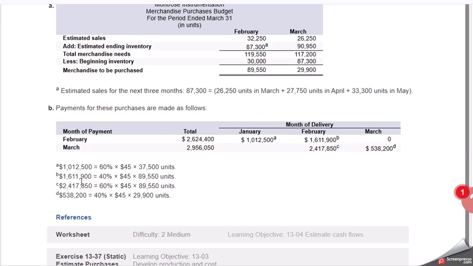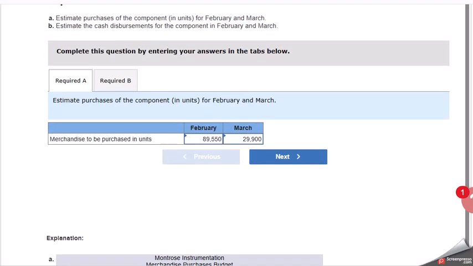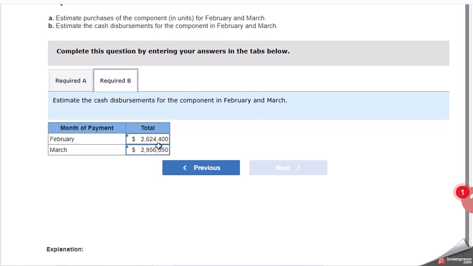Then that would complete January's. Then February's would be 40% paid in February. So 40% times the 45 times the 89,550 that we calculated there. Then the remainder of February, that remaining 60% is going to go into March. And then March will have 40% of the March purchases paid in March. So we're going to stagger those out by month and then total them up and then put the totals into there. So February would be 60% of January's, 40% of February's. March would be 60% of February's and 40% of March.